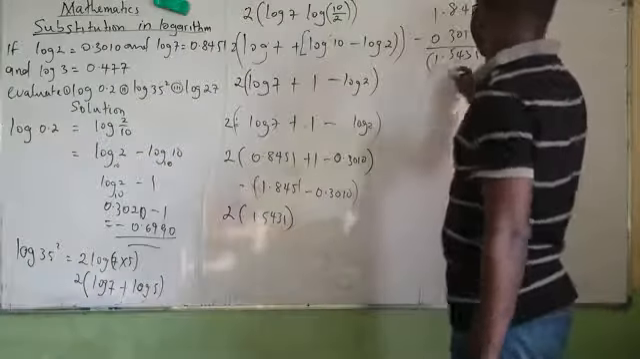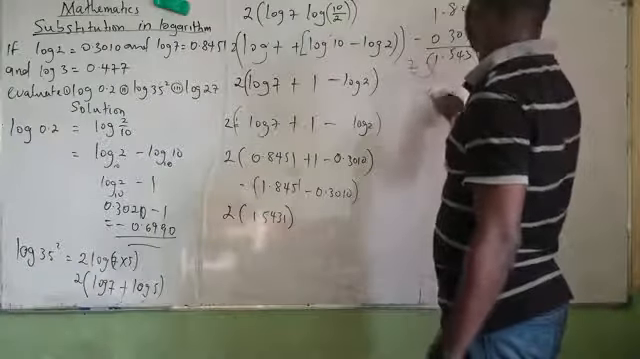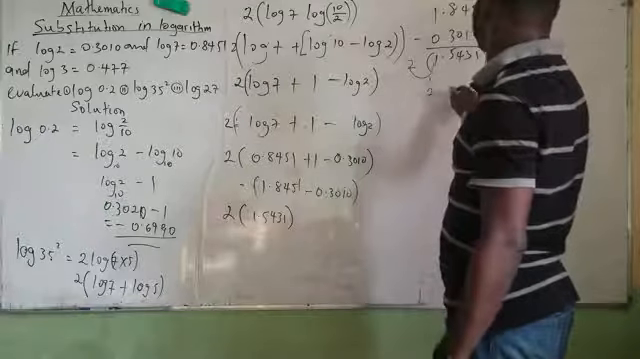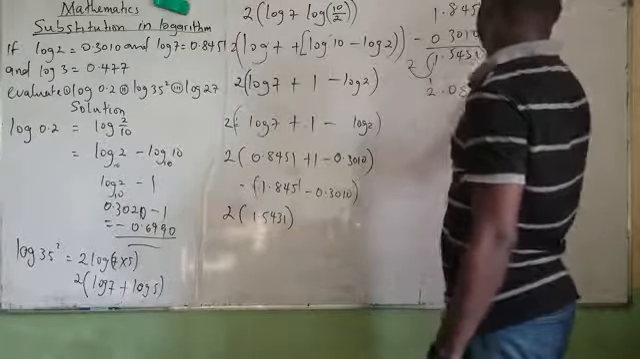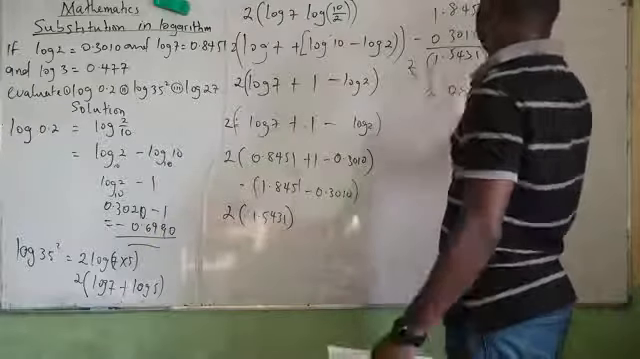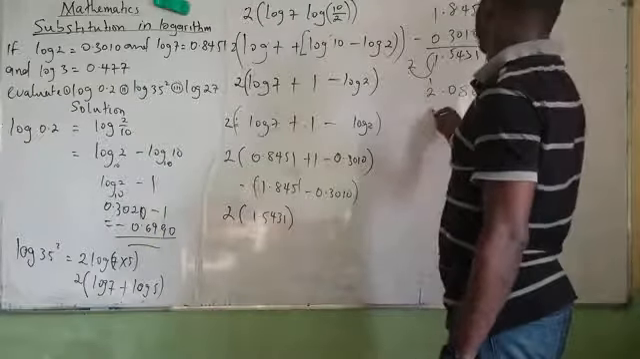The same way: 2 times 1, 2; 2 times 4, 8; 2 times 5, 10; 2 times 4, 8; 2 times 1, 2. My answer becomes what?